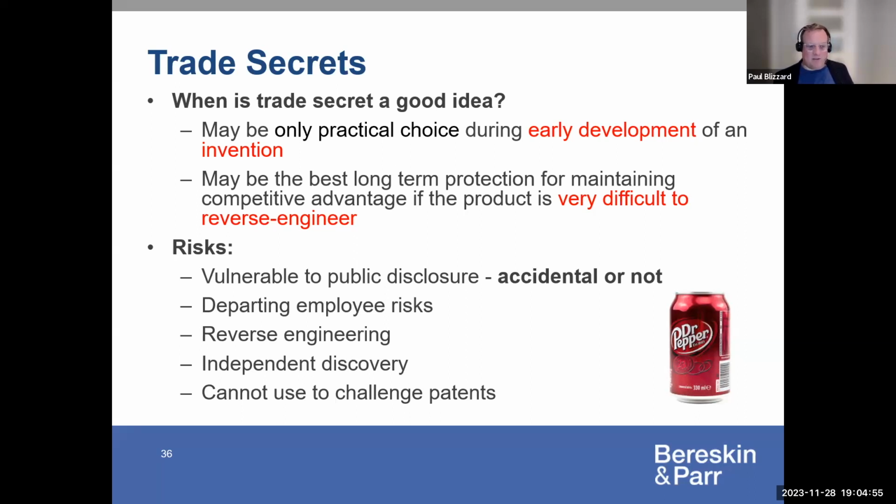Another thing trade secret protection doesn't give you any protection from is independent discovery. If someone independently comes up with a recipe for Coke without stealing it from Coca-Cola, there's no way to recover in that case. Another challenge with trade secrets is that if someone else files a patent application, you can't say, "Oh, look at this prior art that might invalidate that."